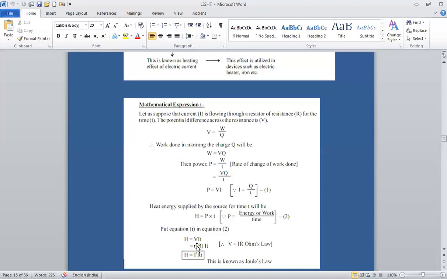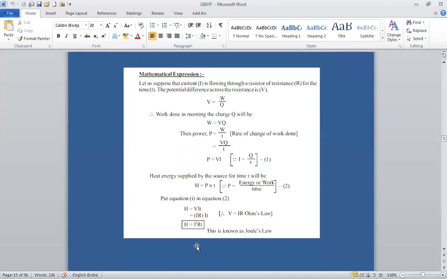This is known as Joule's law. H is equal to I square RT. Heat energy is equal to I square RT. So this is known as Joule's heating effect.